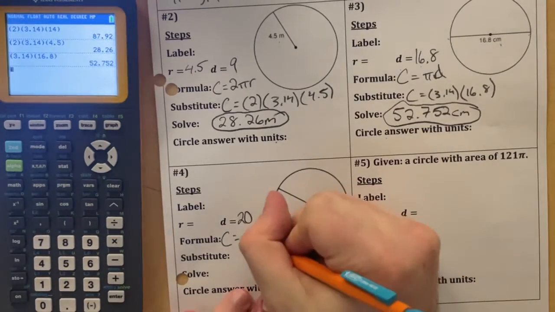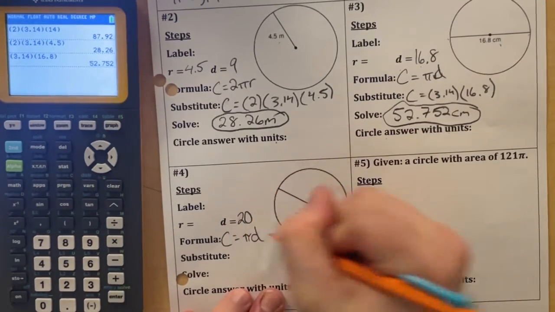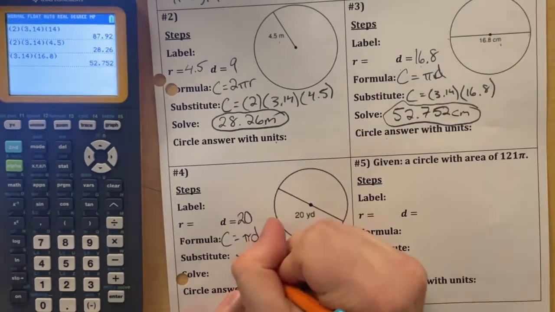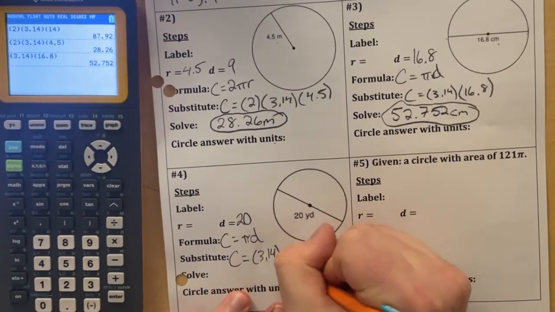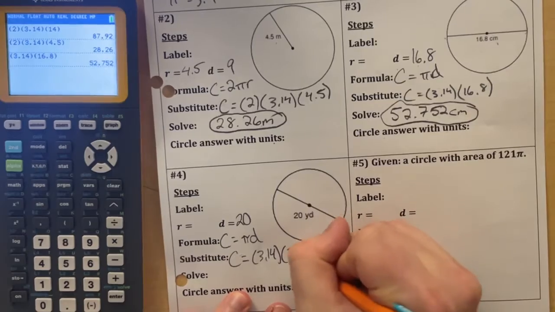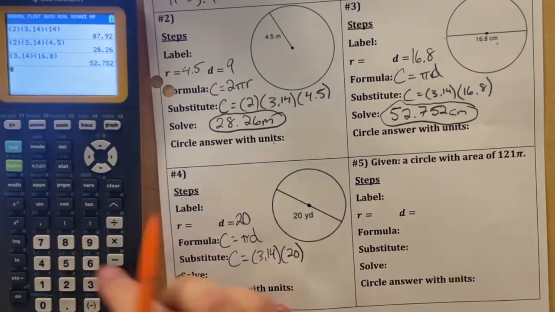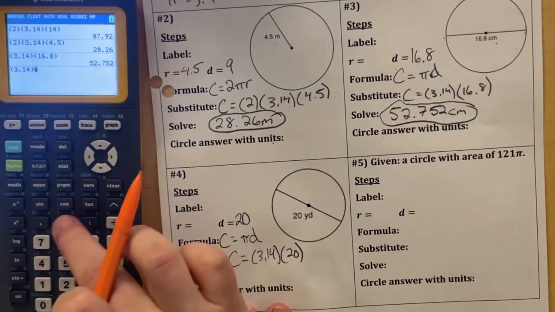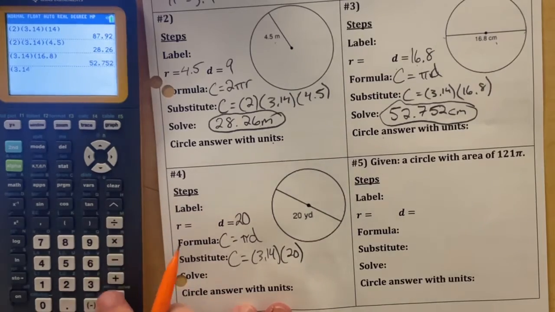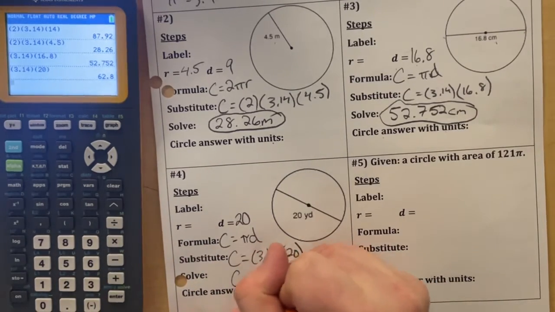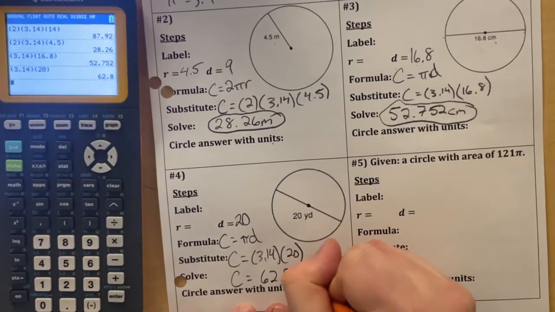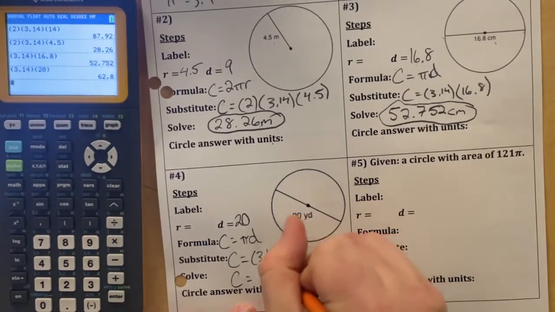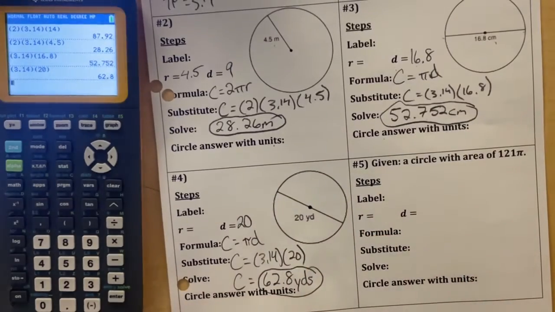Pi times the diameter, substitute in our values. So I have circumference is equal to 3.14 times 20, since that's our diameter. Plug in those values. So we have circumference is equal to 62.8, and we're going to say yards for our answer and circle it.